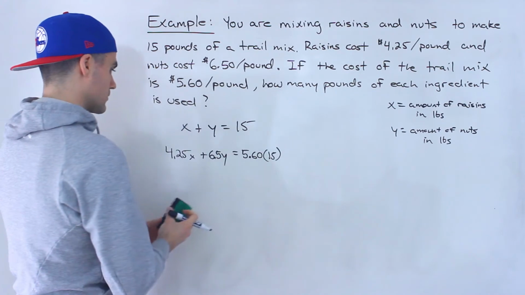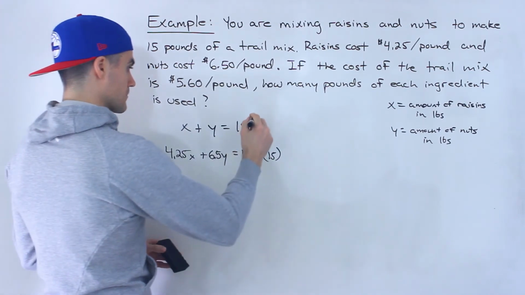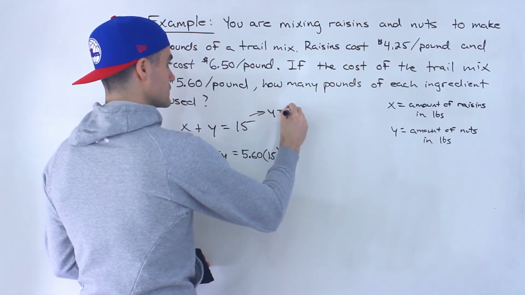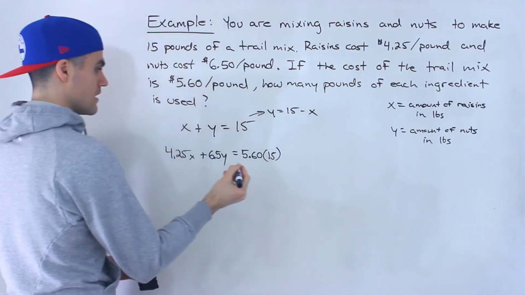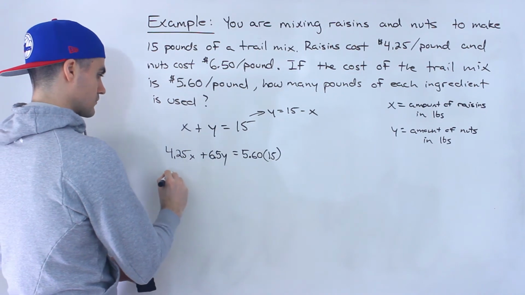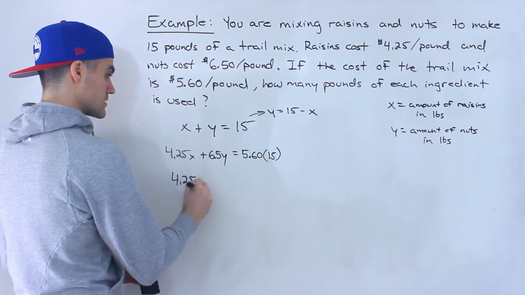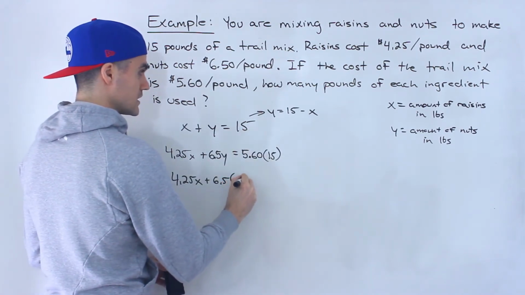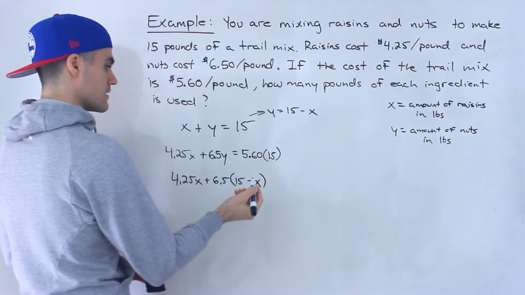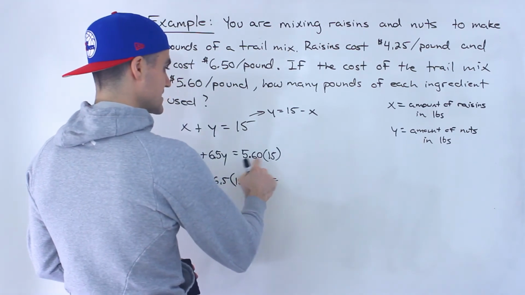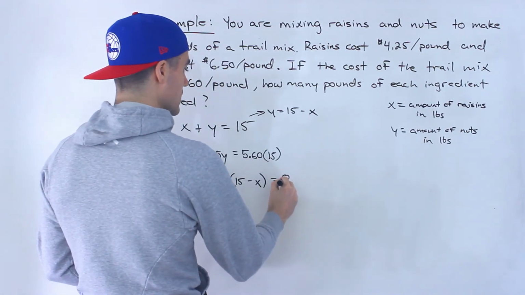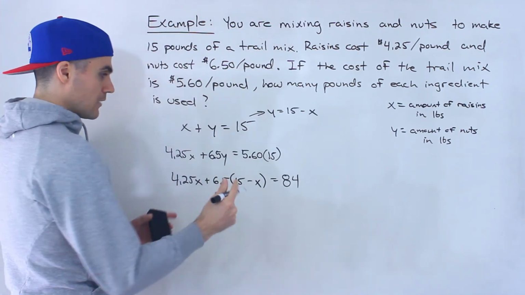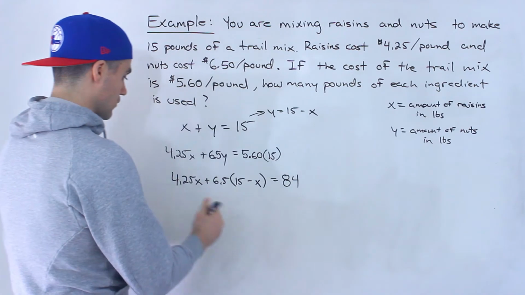So to do that, what I'm going to do is let's isolate for the y. So I'll have y equals 15 minus x, like that. And then over here, we'll have 4.25x plus 6.5. Now for the y, we're going to plug in 15 minus x like that. And then 5.60 times 15, that would give us 84. Right? And so now we have an equation, and we just have to solve for the one variable.